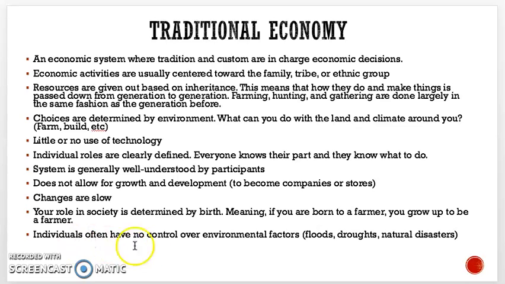And individuals have no control over the environmental factors. So if you have a year where you have floods or droughts or natural disasters, it really can mess up your whole economy. They're also not people who are largely trading with the entire world.